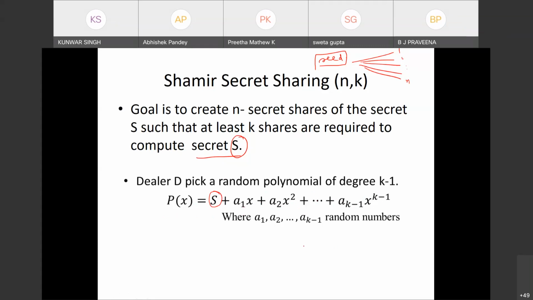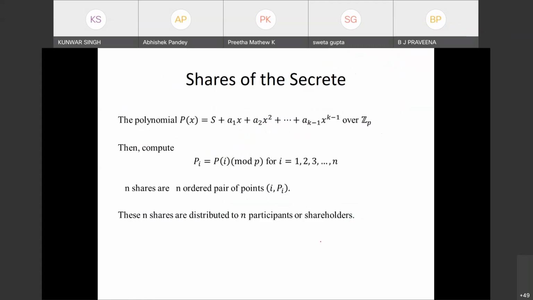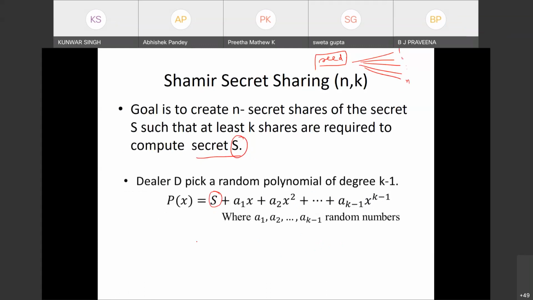Now I have to construct the shares. So what I'll do, let me just show the intuition behind this one.